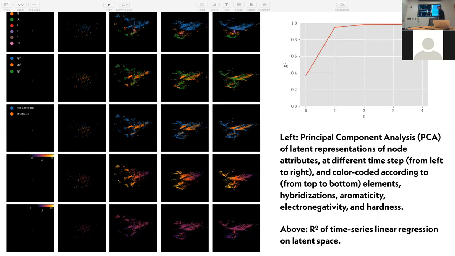How many time steps do you have? This is five time steps. This is one of the hyperparameters that we need to tune. And usually, anything larger than six doesn't make a difference, because you can think of charges as locally determined by the neighbors. And once you go past six, it's not making a difference.